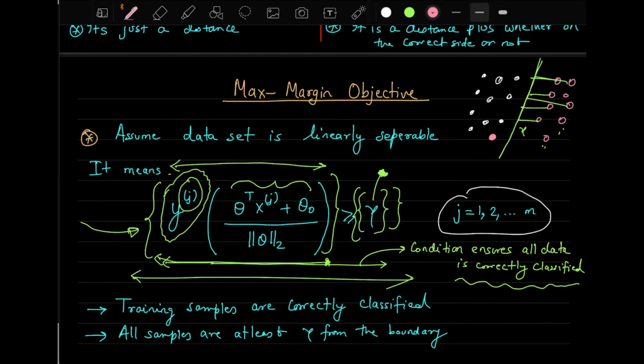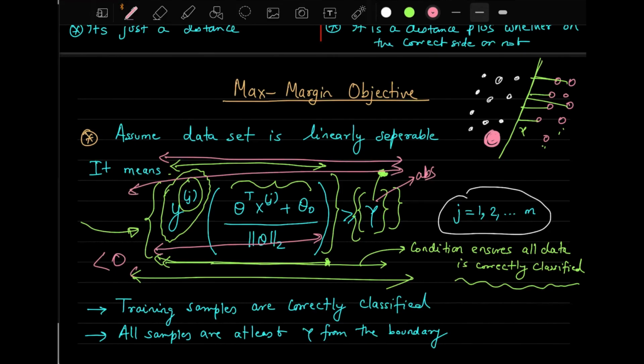If I write this condition, this situation will not come at all, because when you have this point, this particular thing will become less than 0, since it is a signed distance. And if this is less than 0, and your gamma is the absolute value, then this condition is violated. The one which I am writing here is violated, so we are not dealing with that situation. We are imposing this condition to correctly classify the things.